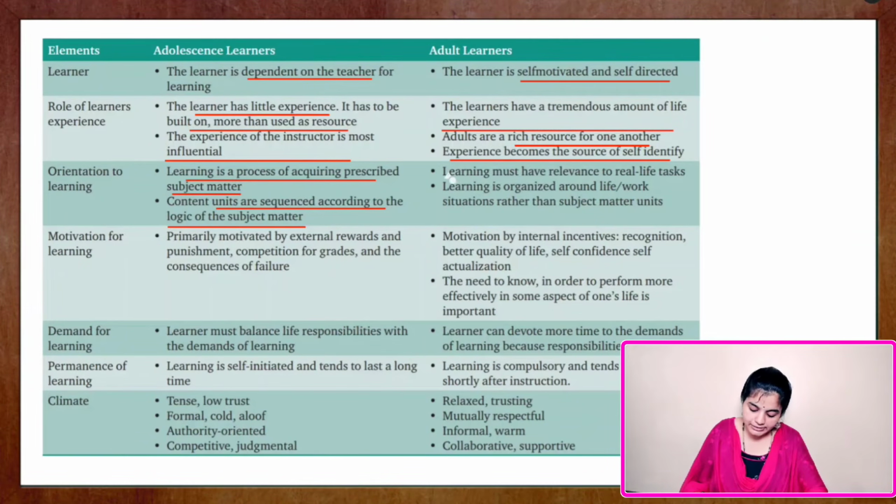With respect to adult learners, learning must have relevance to real life tasks. Learning is organized around life or work situations rather than subject matter units.